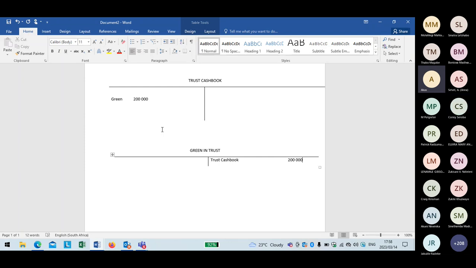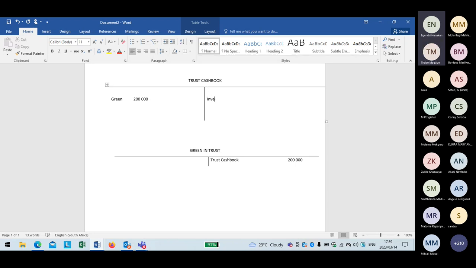You have to first show that the money is going out from the trust cash book. Then we open a Section 86.4 investment account. The interest will be split 5%, 95%. You credit the trust cash book, so we will credit the trust cash book to show that money is going out, not so.